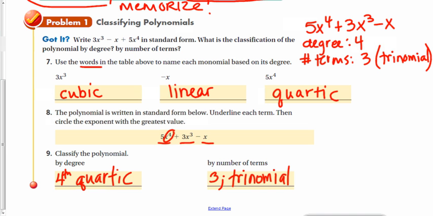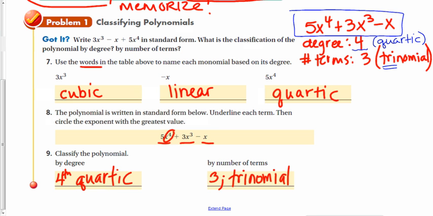So first we were supposed to write that polynomial in standard form. When we write the polynomial in standard form, it would be 5x to the 4th plus 3x cubed minus x. If we classify this by the degree, it would be a 4th degree polynomial function, which is also called a quartic. By the number of terms, it had 3 terms, which makes it a trinomial.